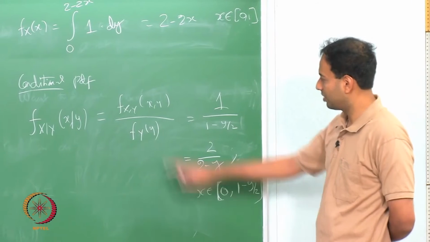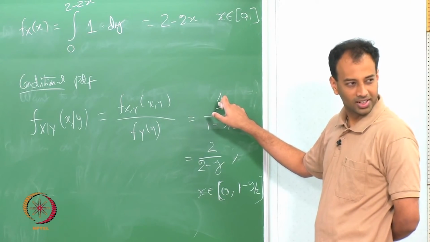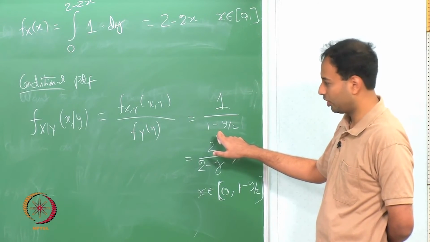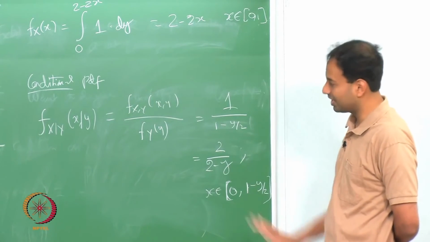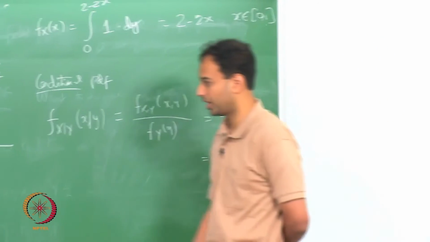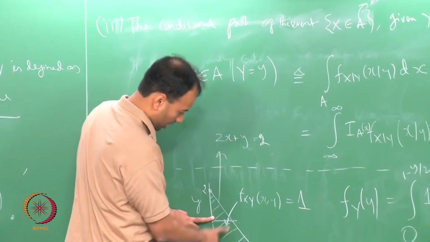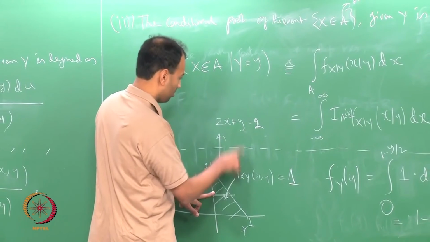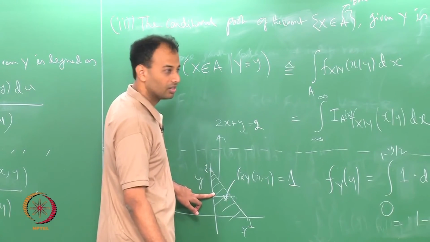f_{XY}(x, y) is equal to 1, that is my joint, and I am dividing by my marginal of y, which is defined for y between 0 and 2, but I am fixing a y. So, I fixed a y, and so my x can only be between 0 and 1 minus y over 2, correct. So, what kind of a distribution is this?